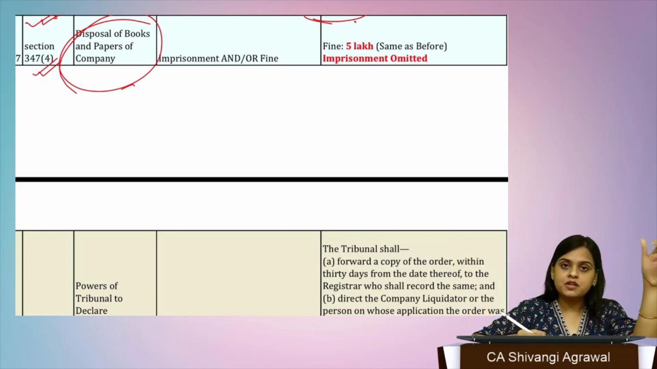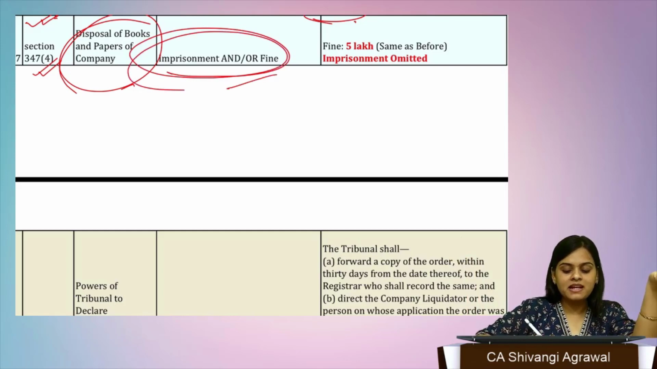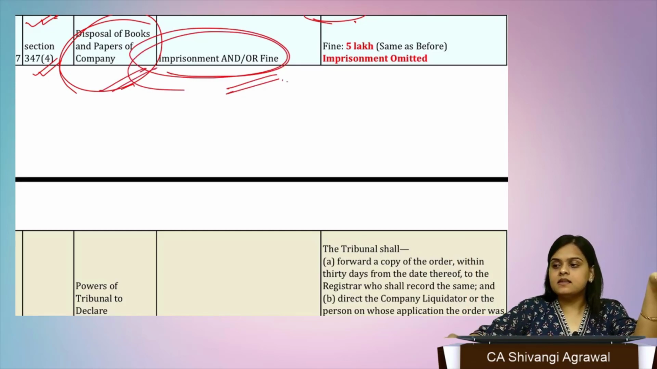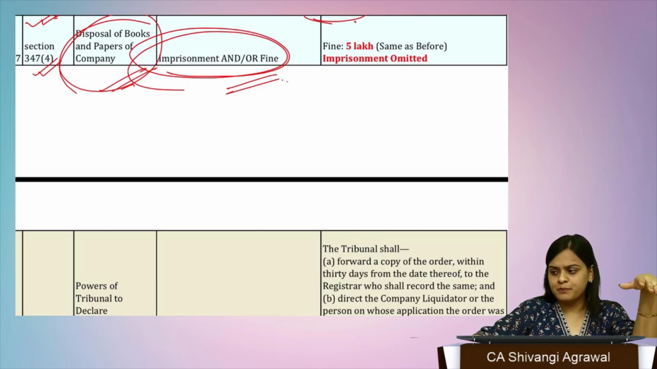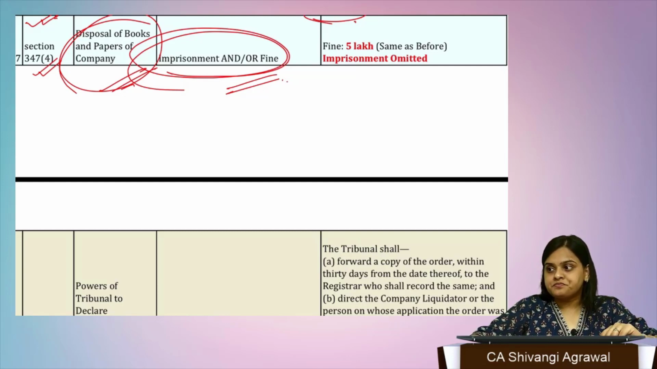Now this preservation, if you do not do this and you destroy, then imprisonment and or fine. See, if you talk about the disposal, it cannot happen without the permission. You need to obtain the permission. There is a proper search which happens just to be sure of the fraud, and thereafter your books and papers can be disposed of.